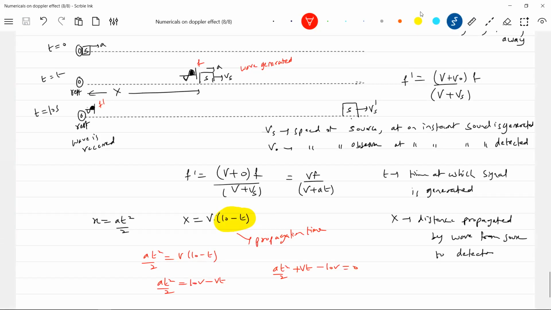So what are these problems? These problems are like this: the time of generation and the time of detection are different because there is a relative acceleration between source and observer. If there is accelerated motion between source and detector, things will be of this kind. I have answered: t is around 8.85 seconds, approximately. That value of t you substitute, then you get the apparent frequency, 1.35 kilohertz.